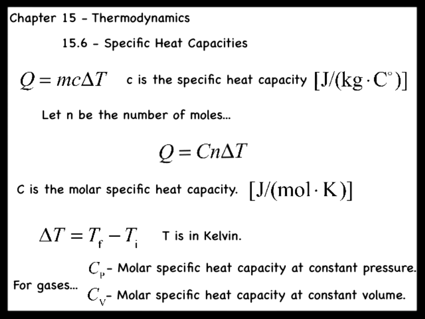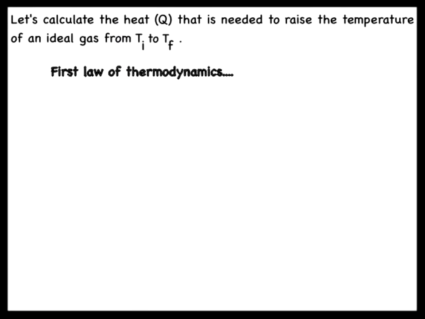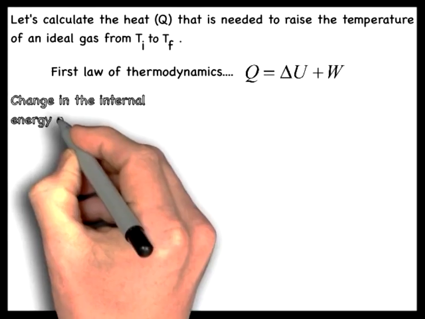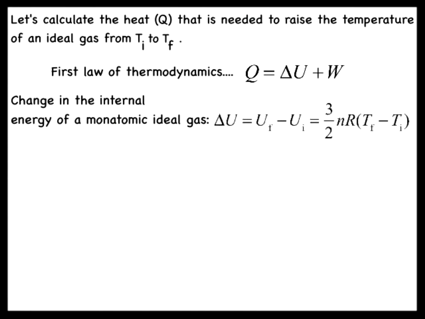Using the first law of thermodynamics with an ideal gas, we can show why the values of Cp and Cv are different. To determine the molar specific heat capacities, we must first calculate the heat Q needed to raise the temperature of an ideal gas from T initial to T final. The first law tells us that Q is equal to delta U plus W, and the change in internal energy of an ideal monatomic gas is U equals 3/2 nRT. As a result, delta U is equal to U final minus U initial, which equals 3/2 nR times T final minus T initial.